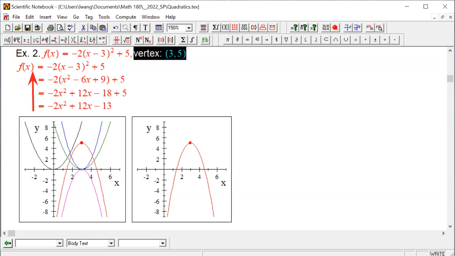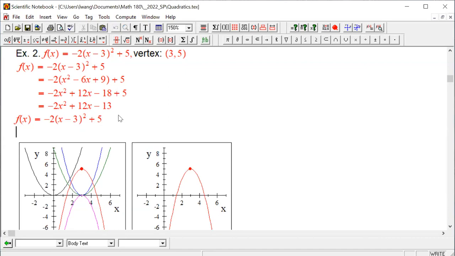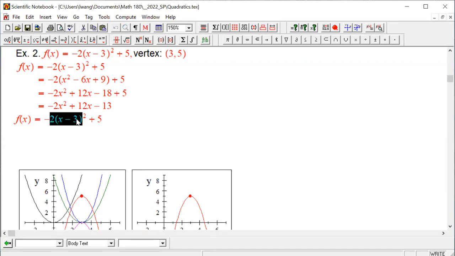Let me clean this up. In this case, if I take one with the perfect square shape, negative 2x minus 3 squared has a minimum value. The minimum value is 0. But negative 2x minus 3 squared has a maximum value. I know this is a little tricky. So let's show this.